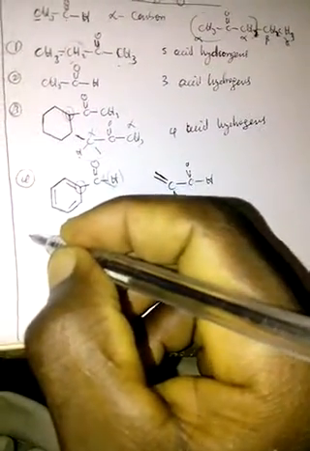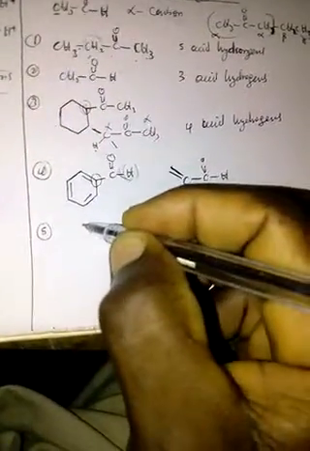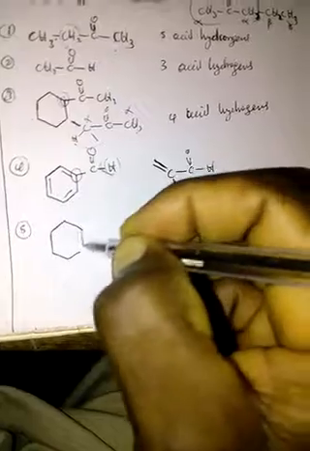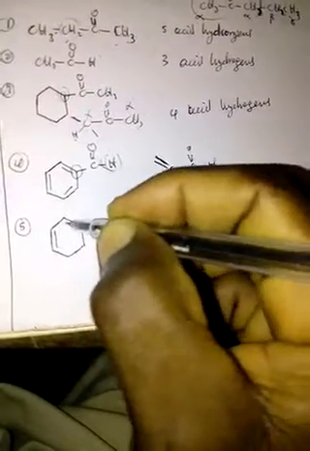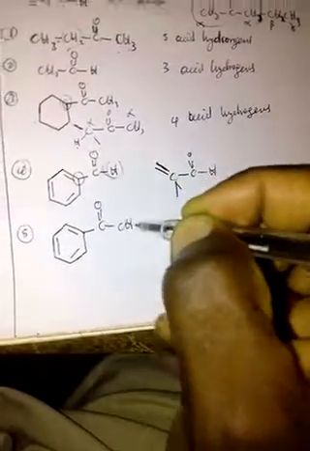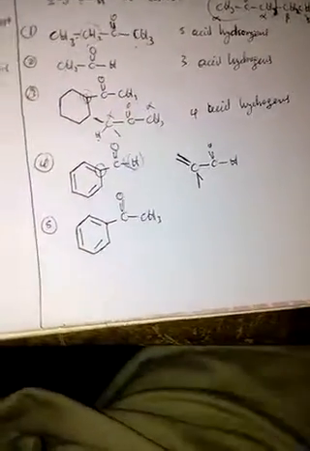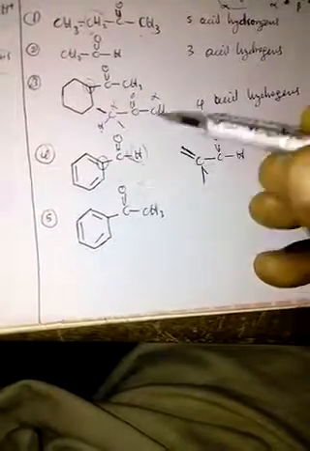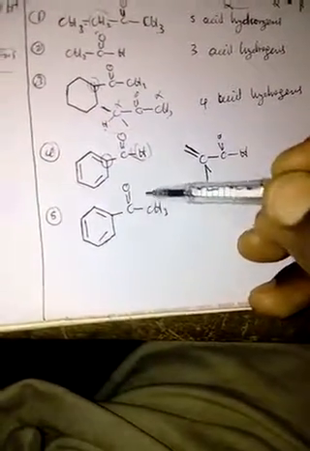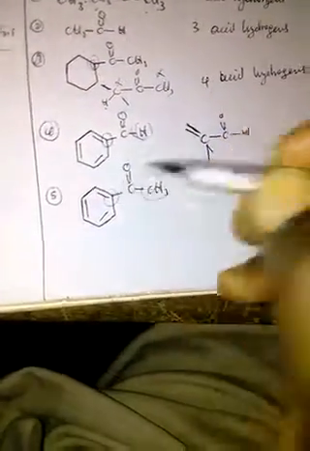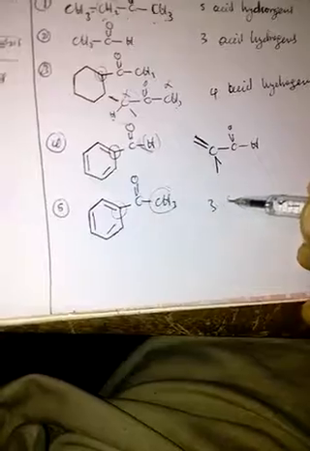Number 5, we have something like this. Acetone, or aldehyde, benzaldehyde. How many acidic hydrogen does it have? This alpha carbon, like I explained here, does not have any hydrogen, so this has 3 acidic hydrogen.